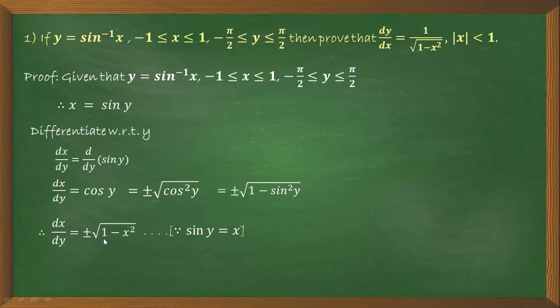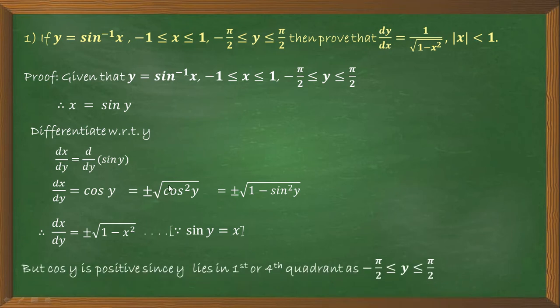Now we have to decide whether we have to take it as plus or minus. Depending on this condition, the original derivative is cos y, and the condition of y is that y lies between minus pi by 2 to pi by 2. So what is the condition? Depending on the condition of y, cos y is positive since y lies in the first or fourth quadrant. See, minus pi by 2 less than or equal to y less than or equal to pi by 2 means it is the first or fourth quadrant.